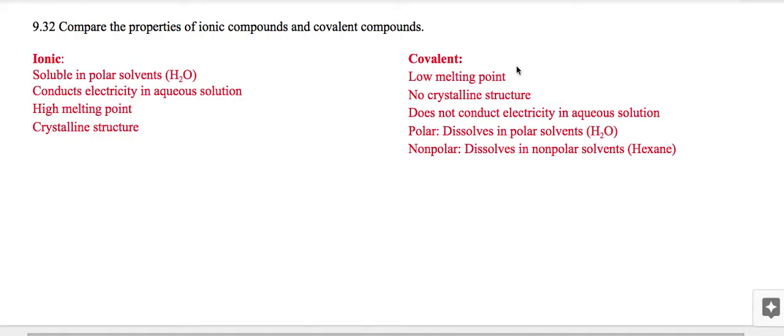Covalent, basically the opposite. Low melting point, often liquids or gases at room temperature. No crystalline structure. Does not conduct electricity ever. Polar covalent compounds would dissolve in polar solvents like water, so this brings up the idea of likes dissolve likes. So polar dissolves polar, or polar dissolves ionic. Nonpolar dissolves nonpolar.